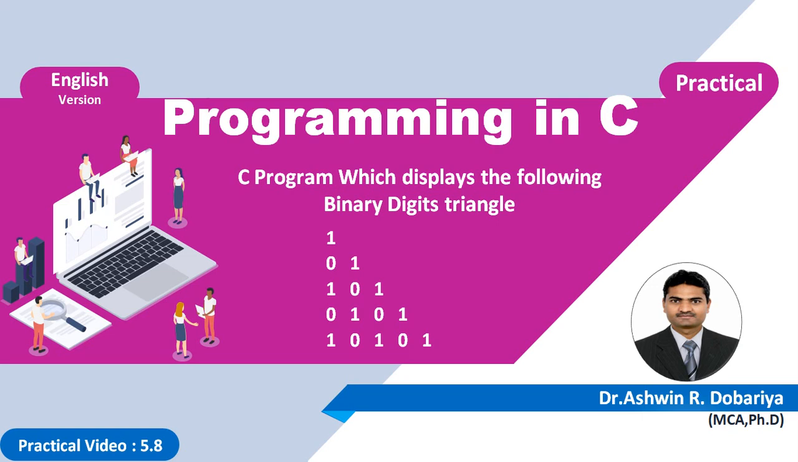In this video, we will discuss a binary digits triangle. Binary digit triangle means it looks like that. First is 1, then 0, 1, 1, 0, 1, 0, 1, 0, 1, 1, 0, 1, 0, 1. So this type of triangle contains only two digits, 0 and 1, but the position is different.